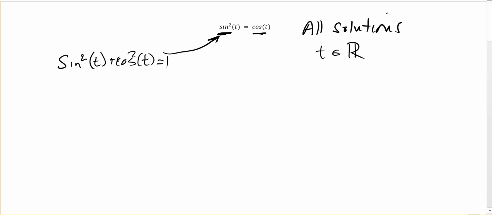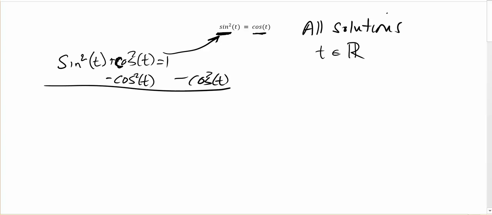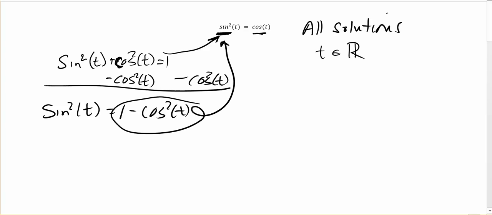There's your Pythagorean identity. Since we have a sine squared here, we're going to solve this equation for sine squared by subtracting cosine squared of t from both sides. What we end up with is that the sine squared of t is equal to 1 minus the cosine squared of t. This is what we'll plug in there: 1 minus the cosine squared of t is now equal to the cosine of t.